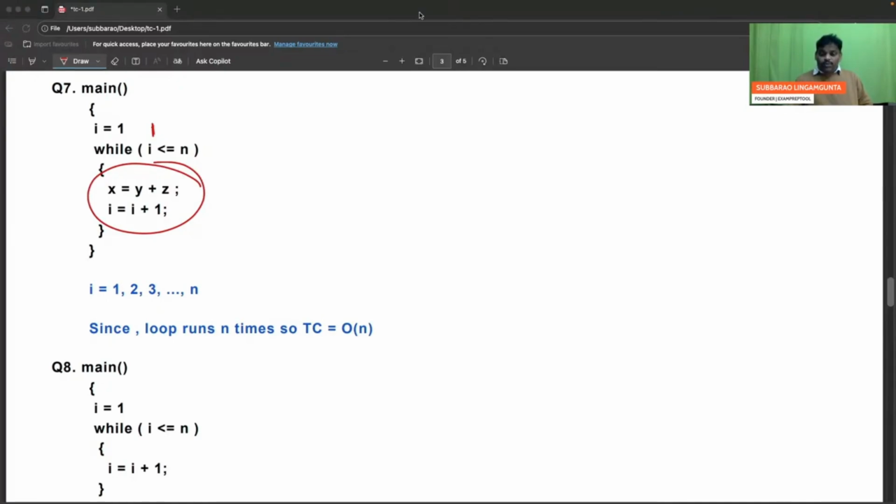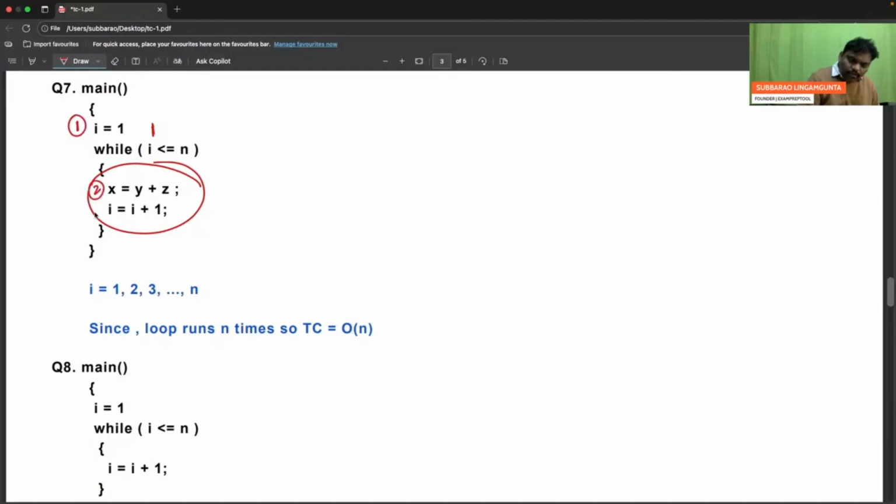Now observe here. Everyone observe. Each I value has 2 statements. I value 1, 2 statements. I value 2, 2 statements. I value 3, 2 statements, right? Remember, if you want, you can write this also. It is one statement, a second statement, a third statement.